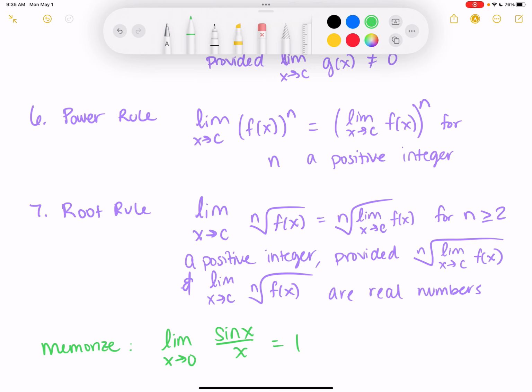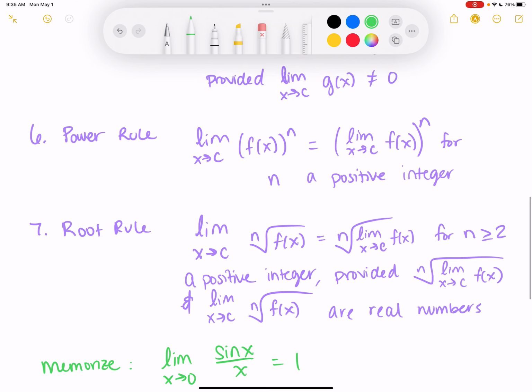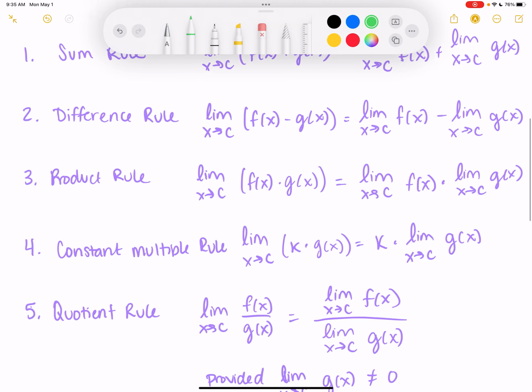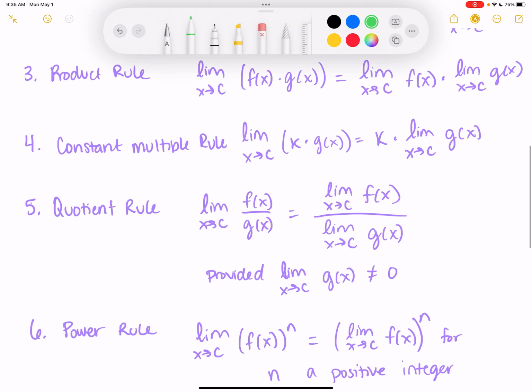Can you scroll up? My number is off, so I think I'm missing one, but I don't know which one. It's not this too. Okay. It's product rule. Which one is it? Product rule. Okay, I got you.